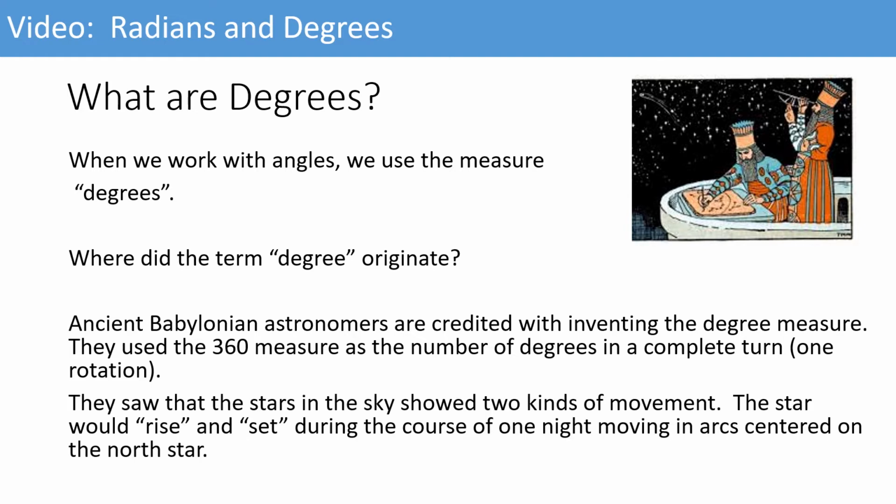They saw that the stars in the sky showed two kinds of movement. The stars would rise and set during the course of one night, moving in arcs centered on the North Star.